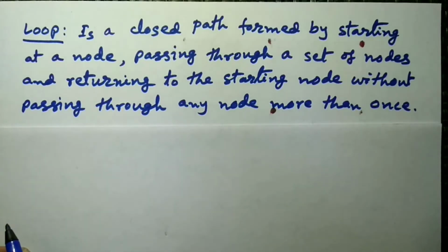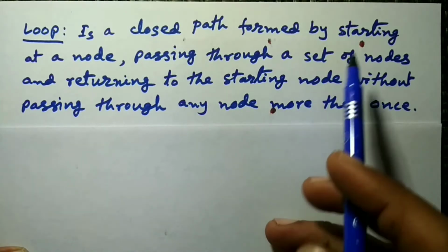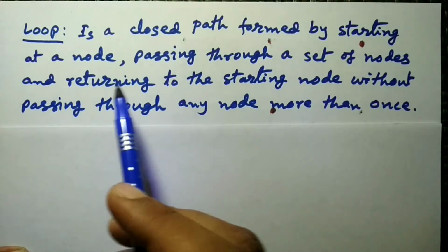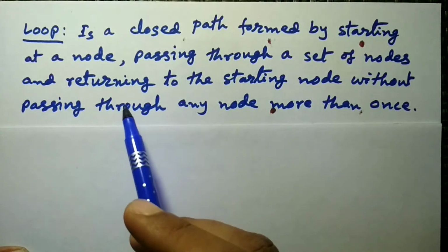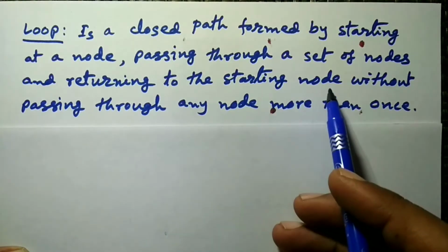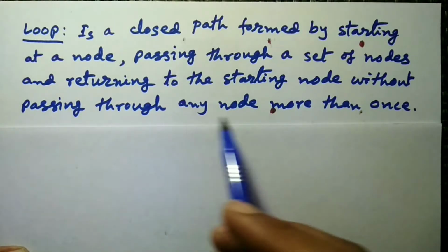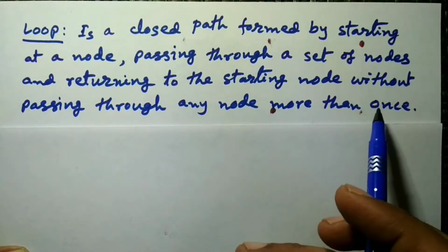Before we proceed further for circuit analysis, we have to remember some more definitions that are related to circuits. The first one is called the loop. A loop is basically a closed path formed by starting at a node, passing through a set of nodes, and returning to the starting node without passing through any other nodes more than once.